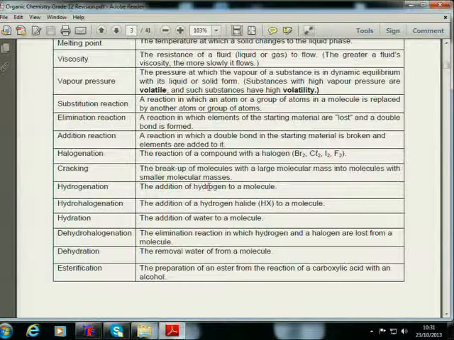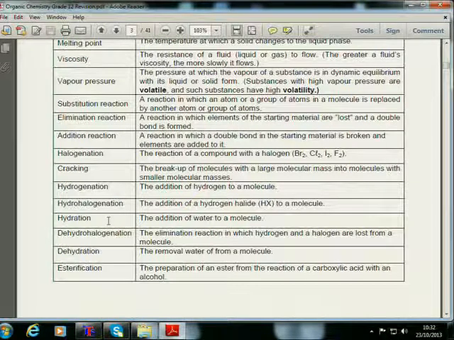And then hydrohalogenation. That term you can break down into two. We have the first part, hydro, and then the second part, halogenation. It means it is the addition of hydrogen and a halogen, which is called a hydrogen halide. And then hydration is the addition of water to a molecule.